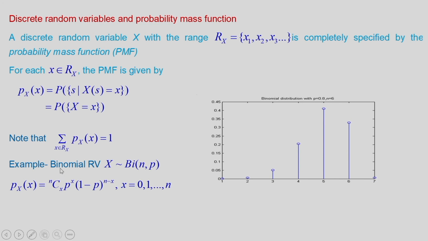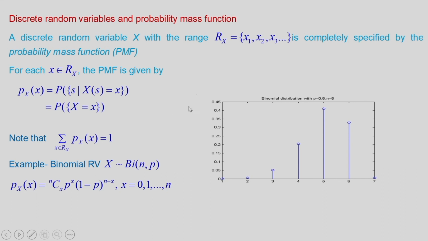We can give an example: binomial random variable. All random variables have a specific symbol. This is Bi(n, p), binomial random variable with parameters n and p. So, the probability mass function is described by small p_X(x), that is equal to nCx p to the power x into (1 minus p) to the power n minus x for x equal to 0, 1 up to n.